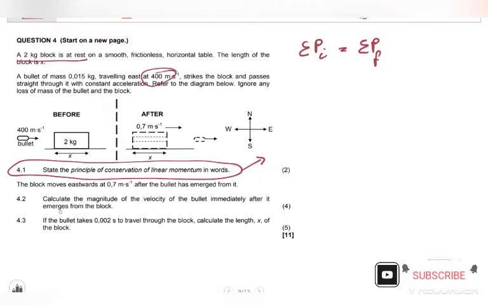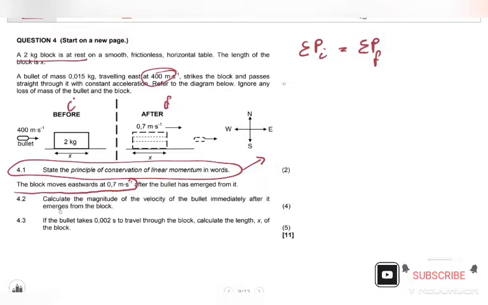The block moves east at 0.7 m/s after the bullet has emerged from it. So 4.2 says calculate the magnitude of the velocity of the bullet immediately after it emerges from the block. Okay, so here we have to consider this as a system before, so it can be system initial and then this is a system after. So initially, how many objects do we have? We have 2 objects. We have a block and we have a bullet.